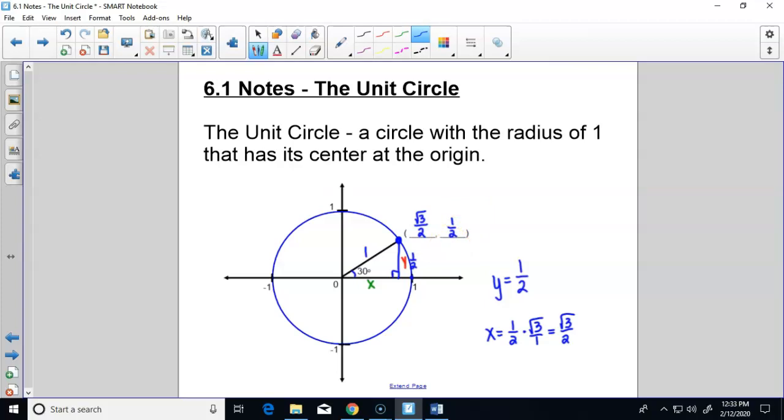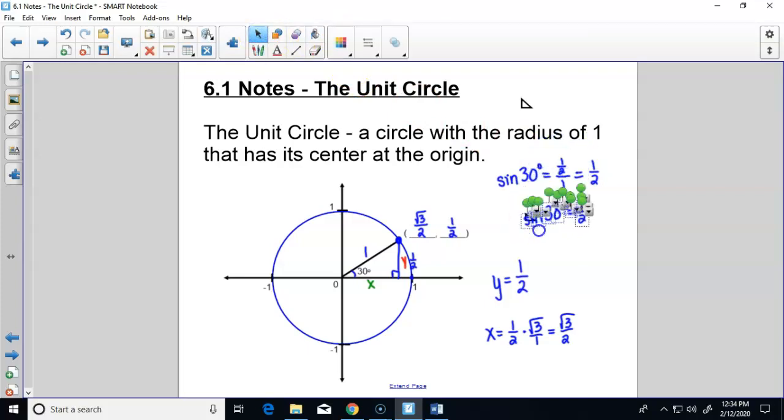Now we would ask ourselves, why in the world do we even care about what those coordinates are? This is why. If I find sine of 30 degrees, I would do opposite over hypotenuse. So that would be 1/2 over 1, and 1/2 over 1 is just 1/2. So sine of 30 degrees equals 1/2.